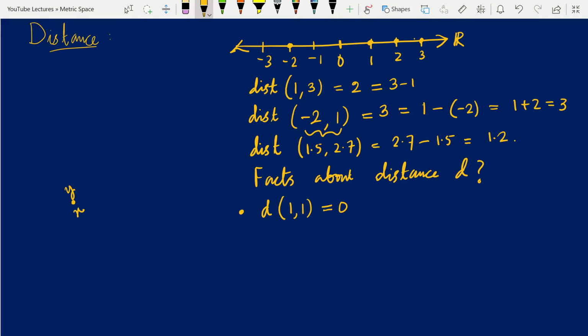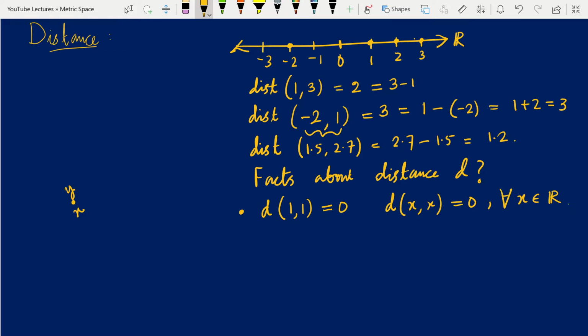So the fact I know about this distance function is that the distance between x and x should be 0 for all real numbers. I'm only talking about real numbers now.